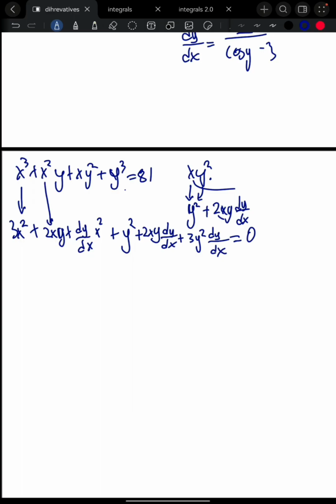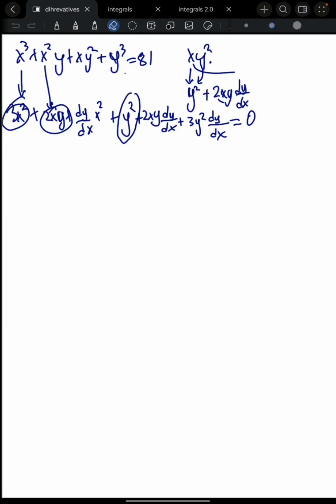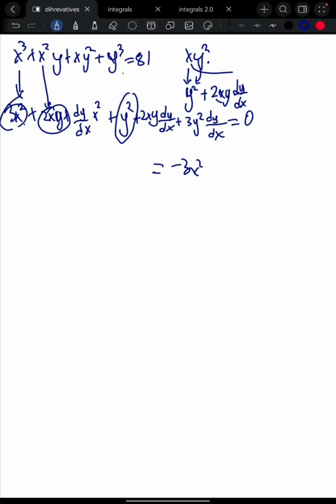But before that, let me send every term that doesn't have a dy by dx to the other side. So this, and this. Oh wait, my bad, I got interrupted. But anyways, I'm going to send this to the other side. If you send this to the other side, this is going to be negative 3x squared, this one's going to be negative 2xy, and this one's going to be negative y squared. I don't think there's anything else, right?